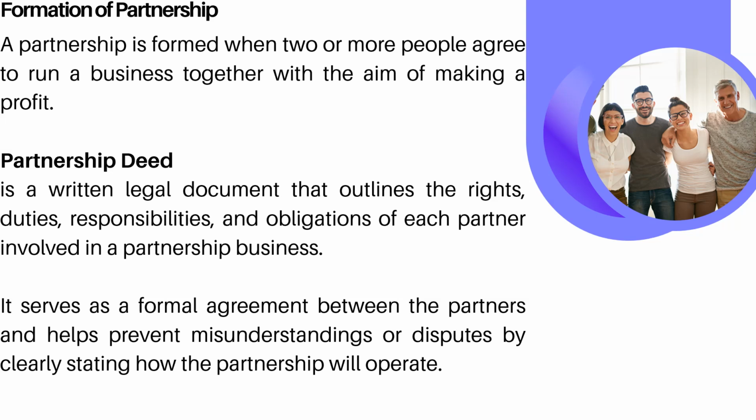So when we talk about a partnership deed, I presume you have heard about what we call a title deed. It is evidence that you own a particular piece of land. So a partnership deed is a document that is going to show that partners have agreed to enter into a partnership agreement. So we also know that it serves as a formal agreement between the partners. And then also it is going to help prevent misunderstandings or disputes.